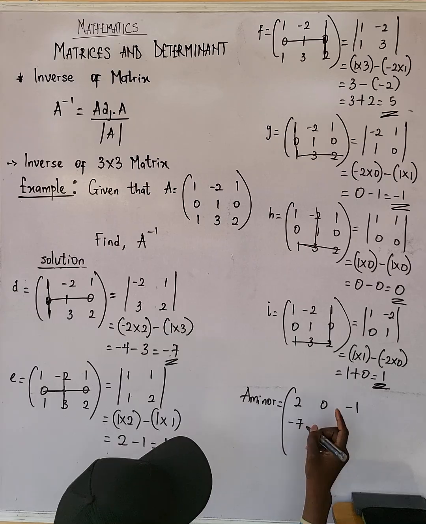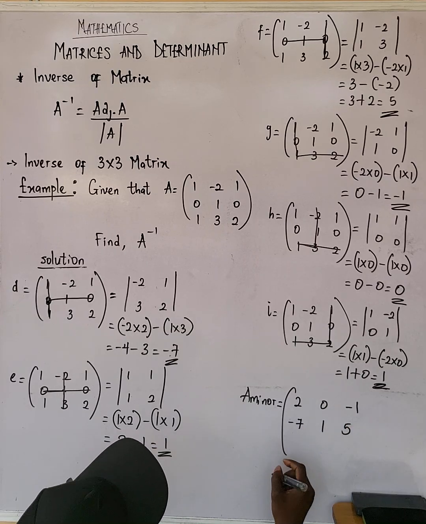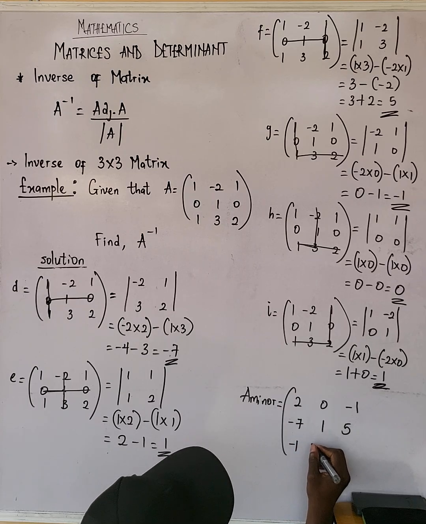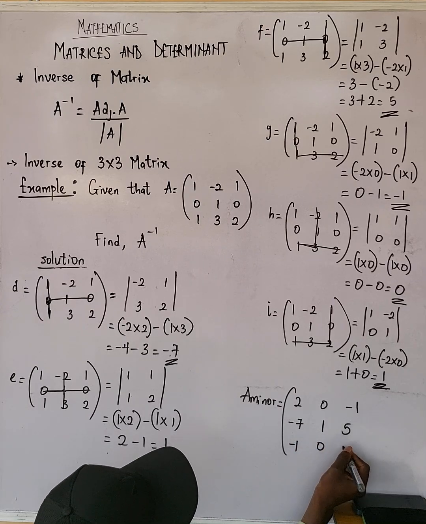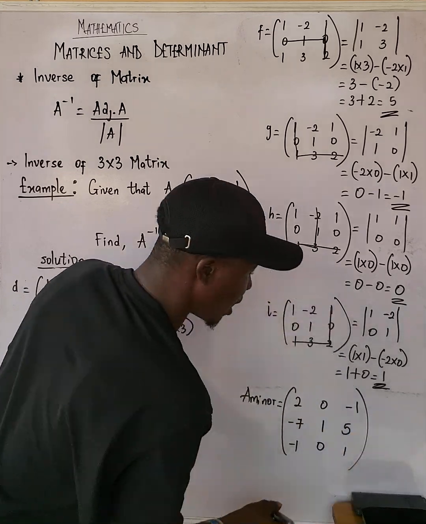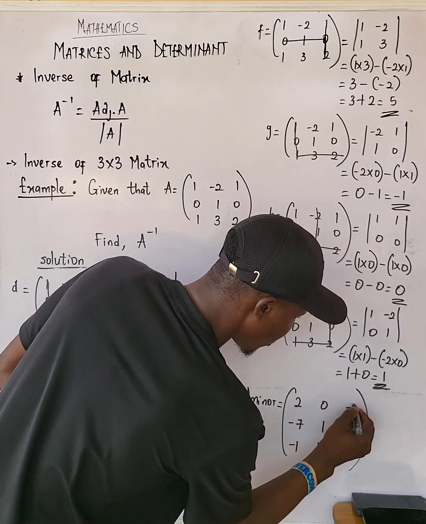The answer for E is 1. The answer for F is 5. The answer for G is minus 1. Then the answer for H is 0. Then the answer for I is 1. So this is our A minor.